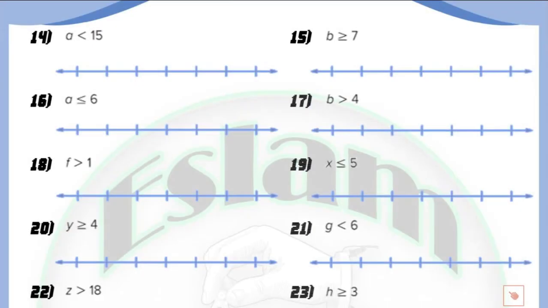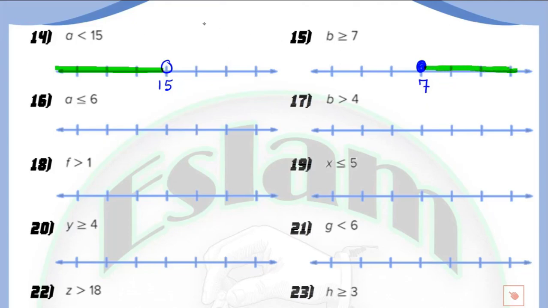In question number 14, we have a less than 15. Just write 15. Less than will be an open circle, because we say that more than or less than will be open. Less than means we shade the part which lies at the left. B is more than or equal to 7. Just write 7. More than or equal will be closed, and because we have more than, it will be shaded to the right.